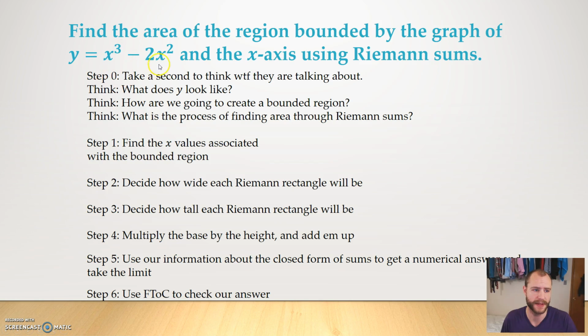This cubic function is going to do its thing, and then the x-axis, so I don't see how that's obviously going to create a bounded region. We'll have to look at what that cubic is. And then, of course, what is the process of finding the area through Riemann sums? Without that, we are screwed. So step 1. And once we do that, then we're ready to go into some steps.